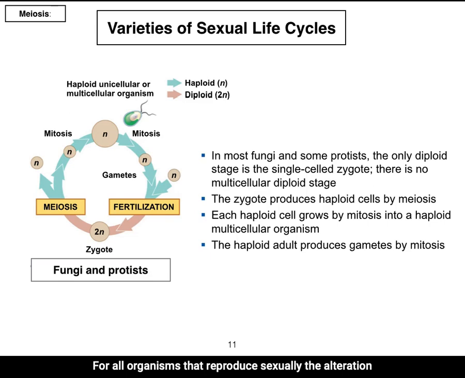For all organisms that reproduce sexually, the alteration of meiosis and fertilization is common. However, there are differences when we look at the individual timing. If we look at the reproduction of fungi and protists, in most fungi and in some protists, there is a diploid stage that is a single-cell zygote, which produces haploid cells through meiosis. Each haploid cell grows by mitosis into a haploid multicellular organism. The haploid adult produces gametes through mitosis.